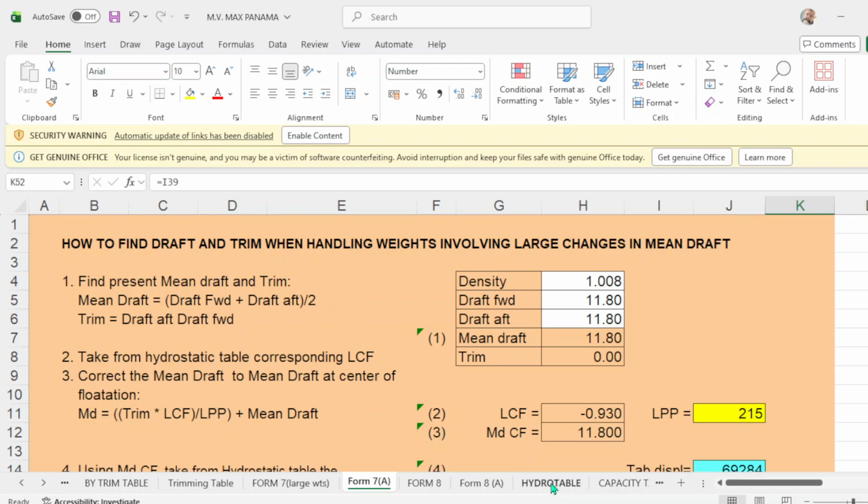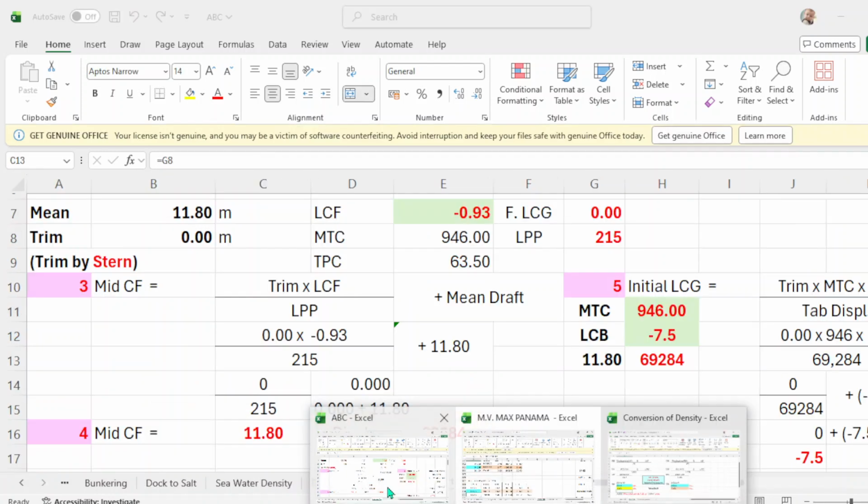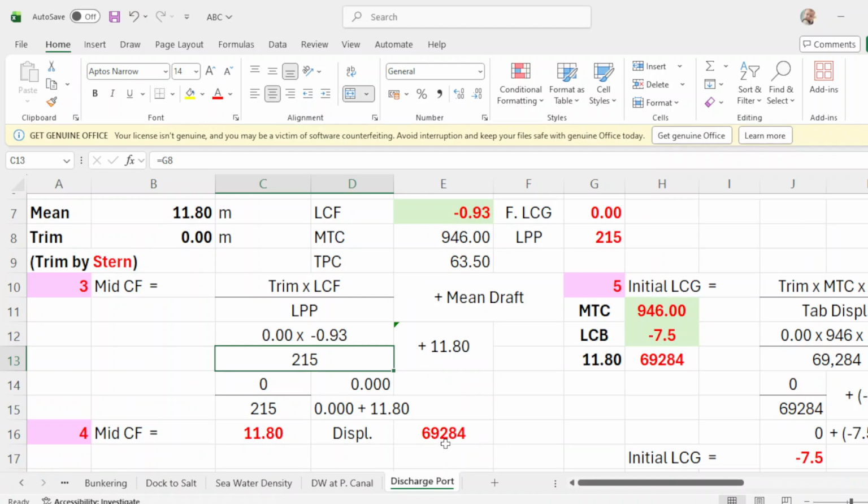Go to the adjusted table. At 11.80, displacement is 69284, and we have here 69284. That will be number 4. So we go to number 5.